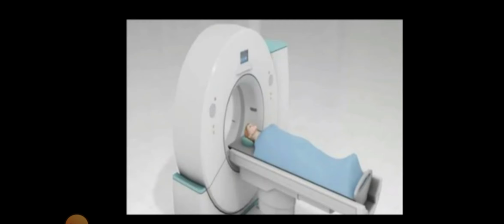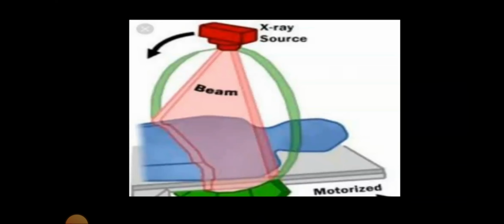Then what happens? This information, whatever is obtained, will be numerical information and then it is converted into a grayscale representing different tissue densities, thus allowing a visual image to be generated. That is a CT scan. So CT scanners use X-ray.